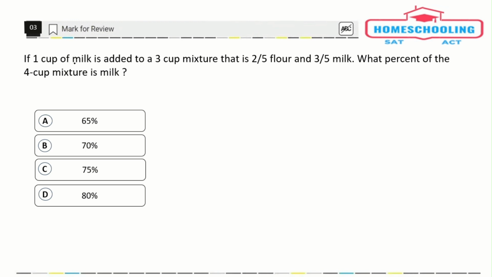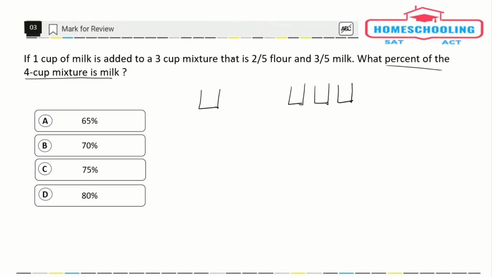In a cup of milk, if 1 cup of milk is added to a 3 cup mixture, that is 2/5 of flour and 3/5 of milk, what is the percentage of milk in the 4 cup mixture? So we have to find, in the whole mixture, what is the percentage of milk. There are 4 cups. Let's take this as your 1 cup, and we have a mixture of 3 cups.